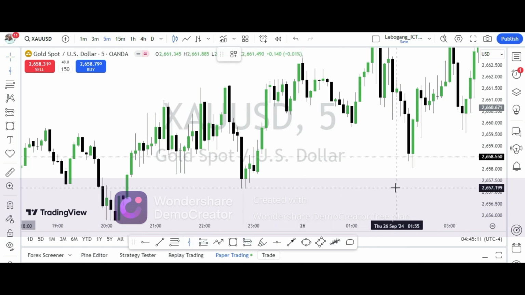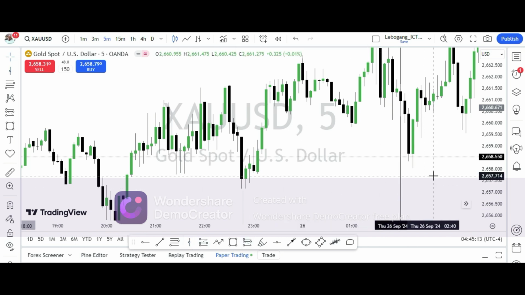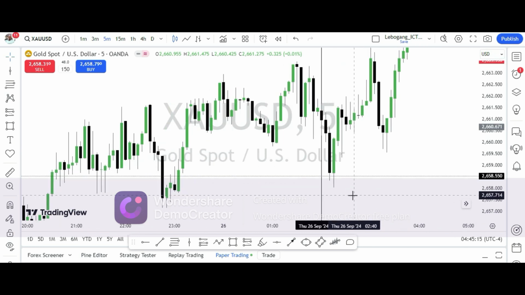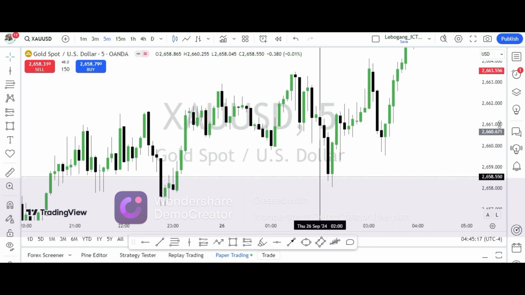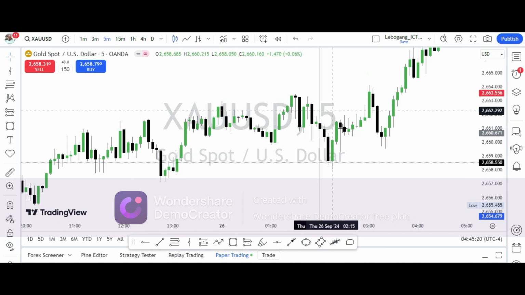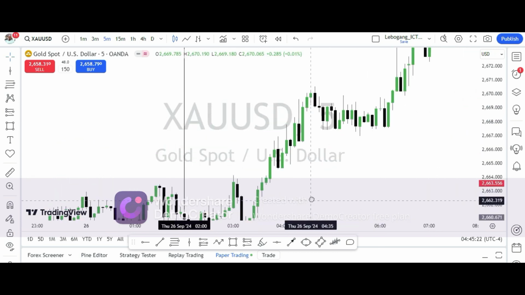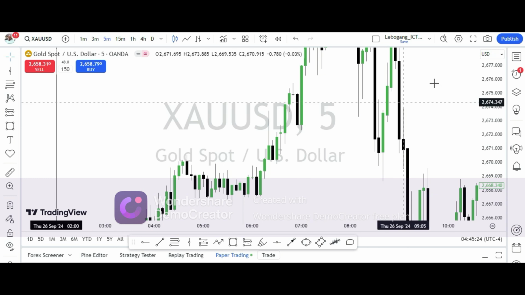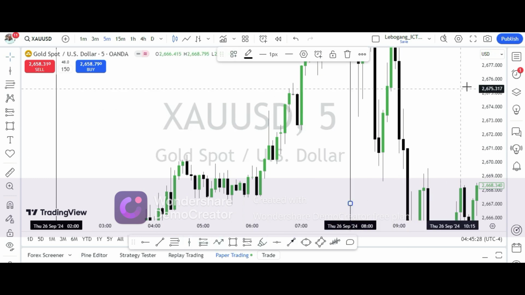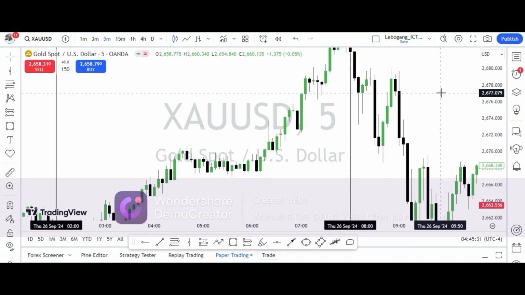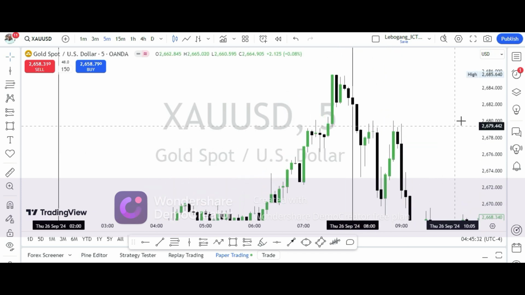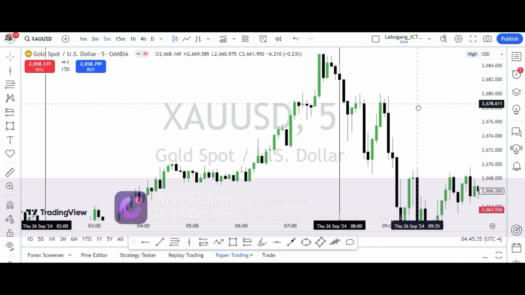Okay, on to Thursday. London open. Price was moving. When I don't see anything on the chart, I remove myself from the chart because I don't want to get FOMO. Yeah, this is the entry that I caught.